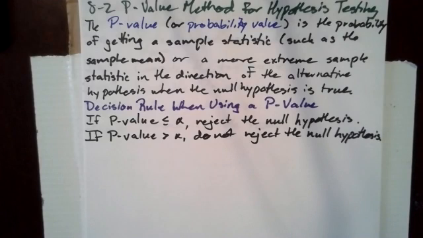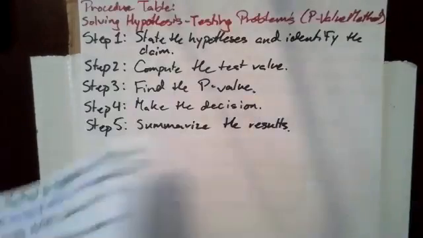The decision rule when using a p-value is: if the p-value is less than or equal to alpha, reject the null hypothesis. And if the p-value is greater than alpha, do not reject the null hypothesis.